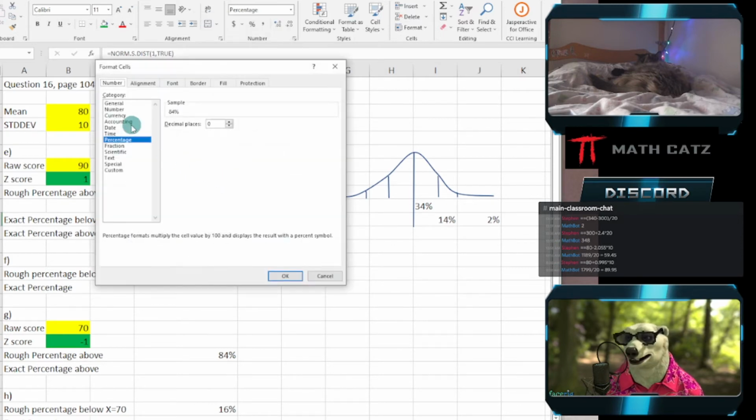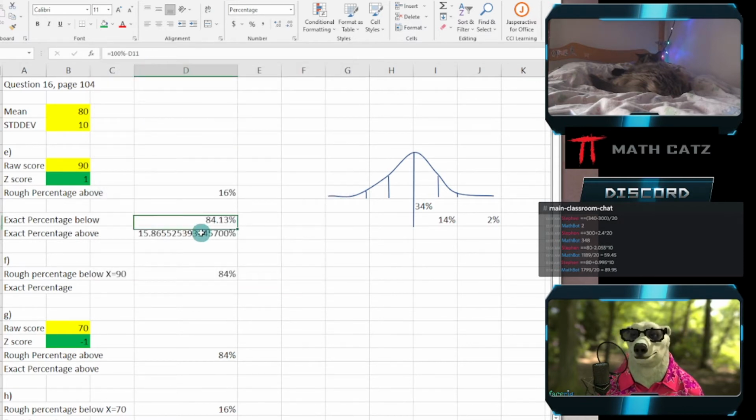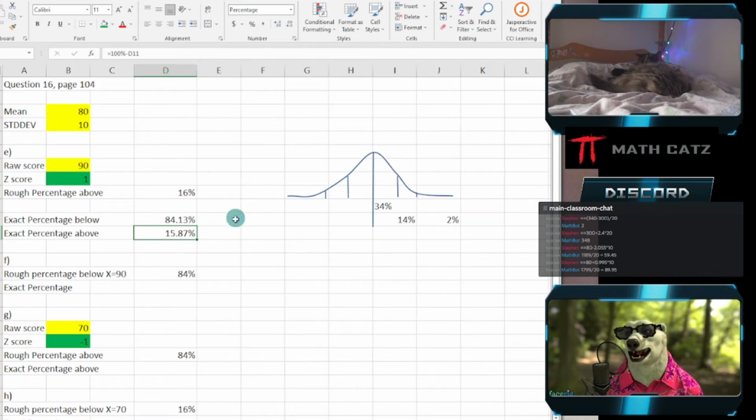Now, let me just backtrack and edit this. It rounded everything way too much for me. Let's go 2 decimals, right? That's much better. I don't want it to round to the nearest percentage because then I can't tell the difference between my estimate and the exact number. So having a couple of decimals shows that they aren't the same. 16 was very close, but it's in fact 15.87.